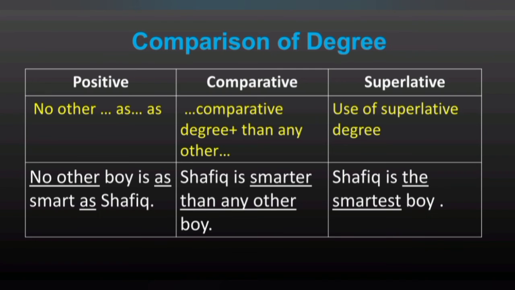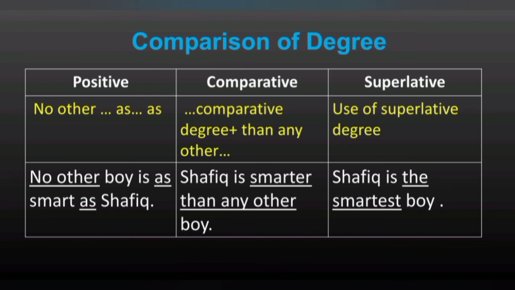If we are asked to change them, how can we change them without changing the meaning? Here are some of the rules. Let's take the first one. Shofik is the smartest boy, superlative degree. If we get a sentence like this, how can we change it into a comparative one? We have to use the comparative degree, and then we should use "than any other". And the sentence will become: Shofik is smarter than any other boy. That means there is no comparison of Shofik with himself in this sentence. That's why we are using the term "than any other".